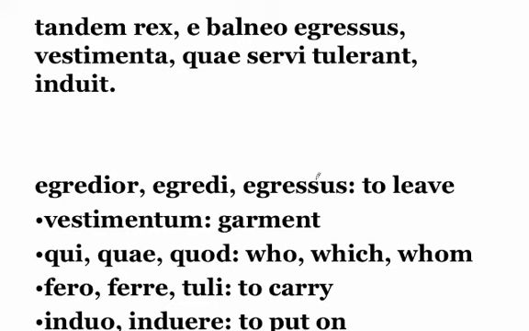Tandem, rex, comma, e balneo egressus, comma, vestimenta, comma, quae servi tolerant, comma, induit. Now, why did I actually say out loud all those commas? Because they matter a lot, okay? If you were to try to start translating this sentence word for word, you would say, oh, this makes no sense. Well, the fact is, it makes perfect sense, but we want to use the commas to our advantage. So take a look at this. I am going to circle this information that comes between commas.